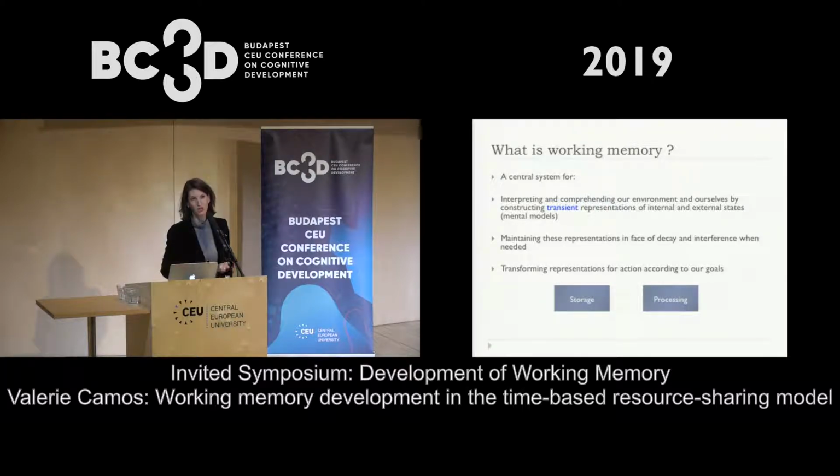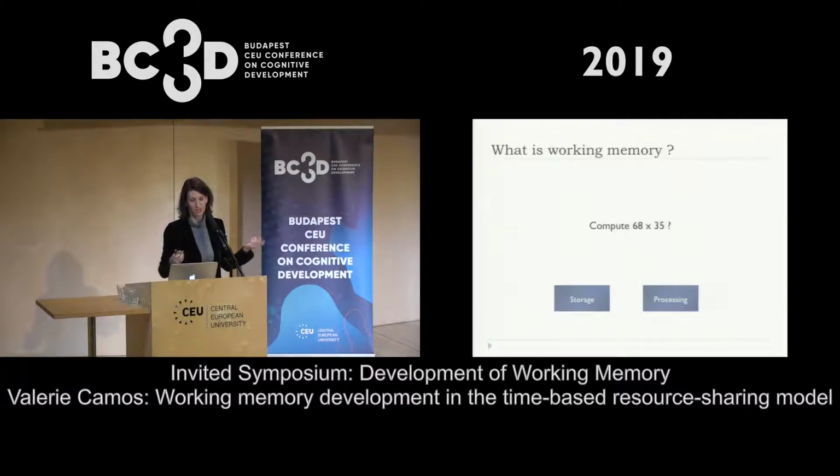But we're also going to manipulate those representations to transform them for our action and to reach the goal we want to reach. So, as was said just previously, the 2 main functions of working memory can be described as storing this mental representation and manipulating or processing this mental representation.